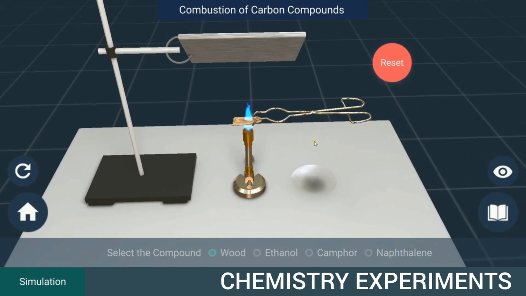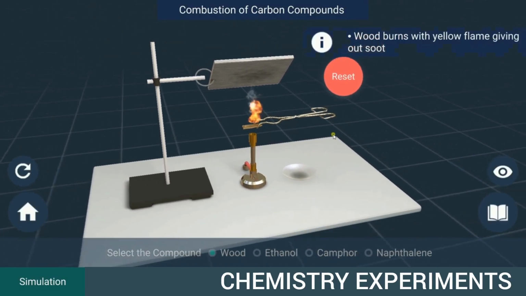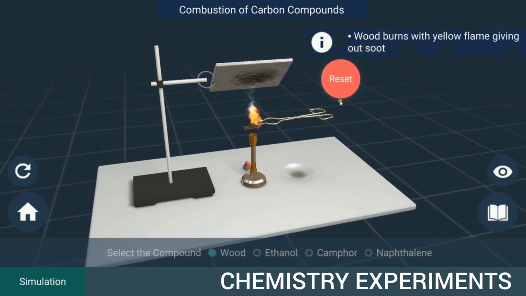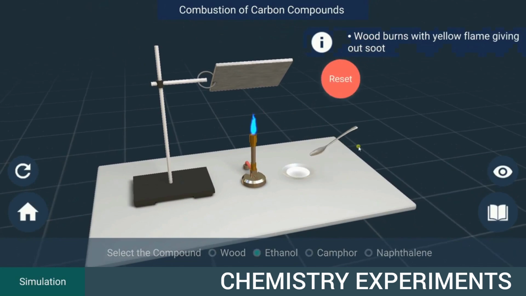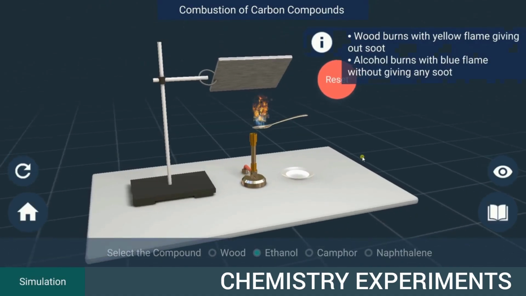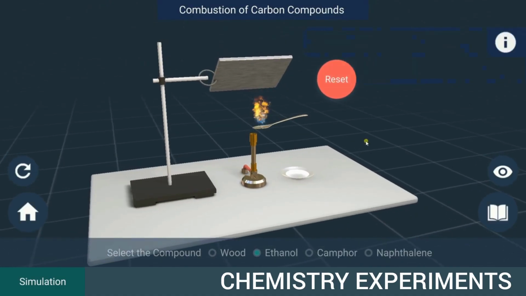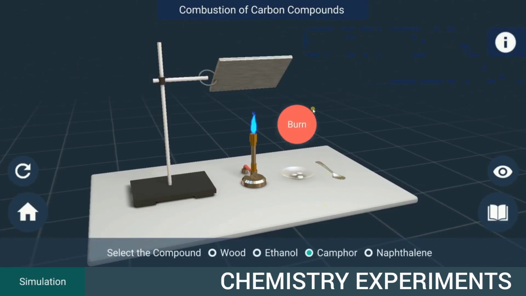What will you observe? You observe a yellow flame with soot collecting on the metal board. Take ethanol in a spoon and burn it. You can see the blue flame without soot. Similarly, burn camphor and naphthalene and observe the nature of the flame.